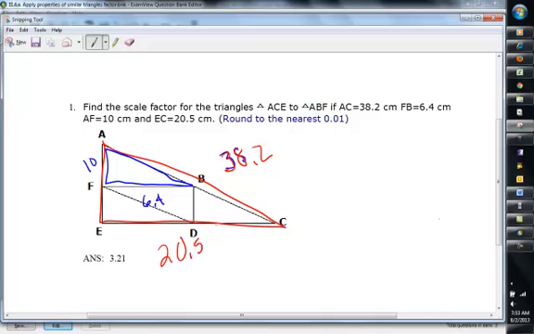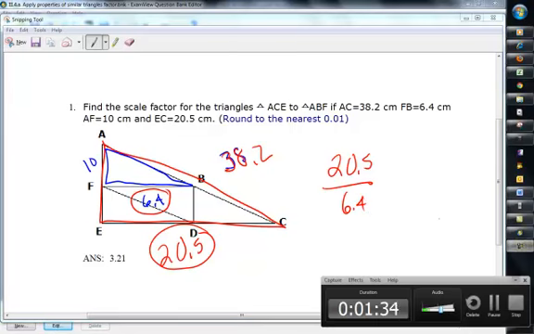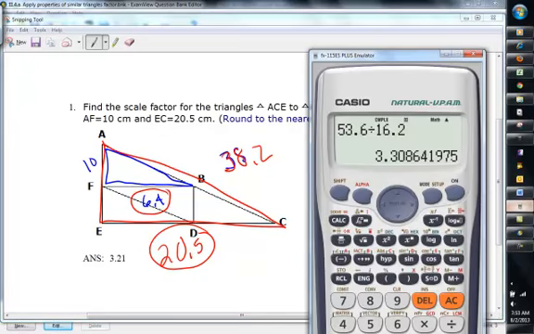So the only two sides that are matching are, this is the bottom of the big triangle, this is the bottom of the little triangle, so we'll take the big triangle, 20.5 over 6.4, and we get 3.20. Next one.